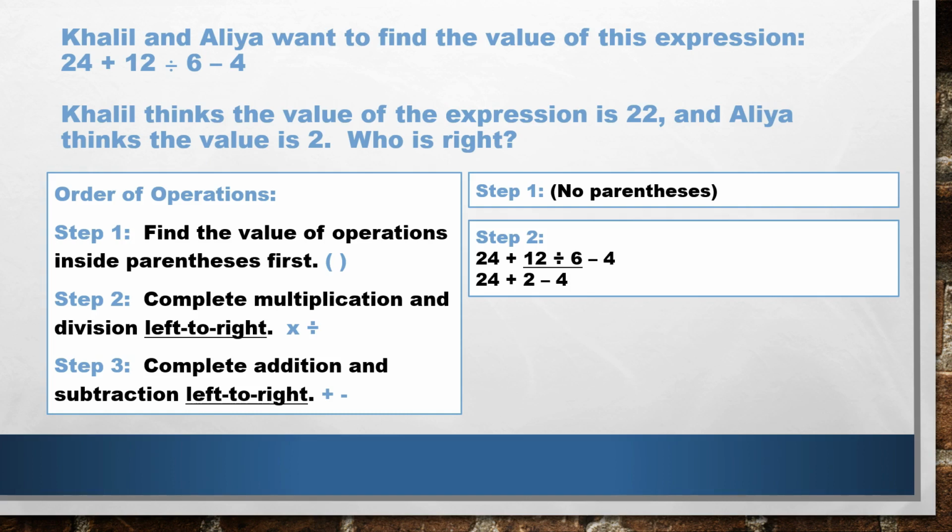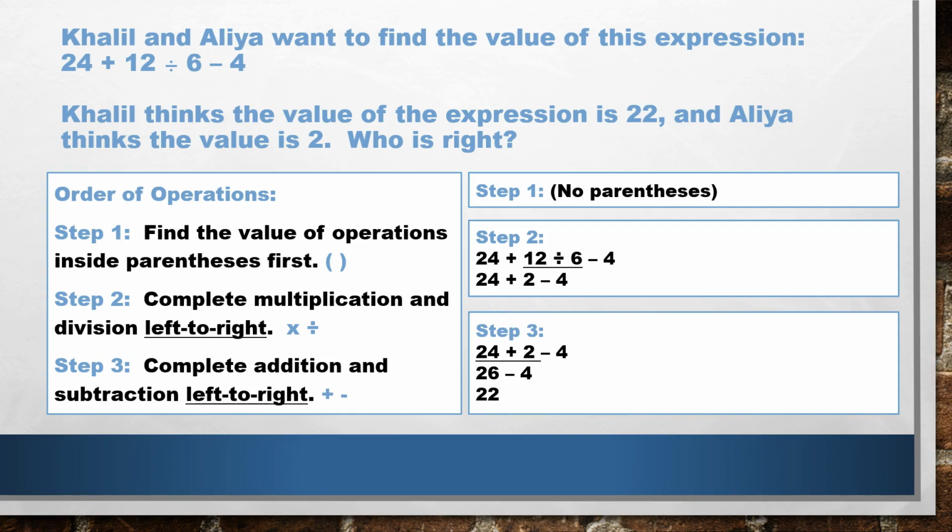So I rewrite the expression as 24 plus 2 minus 4. There's no more multiplication or division in this expression, so now I move to Step 3 to complete addition and subtraction left to right. When I begin at the left, I start with 24 plus 2. 24 plus 2 is 26. That gives me 26 minus 4. 26 minus 4 is equal to 22. So the value of Khalil and Aaliyah's expression is 22.